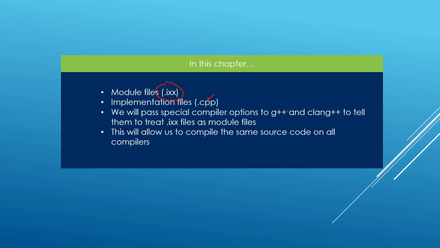We will make sure to instruct our compiler to treat .ixx files as C++ module files, and we will do that by passing special compiler options to GCC and Clang. This will allow us to compile the same source code across all compilers that we are interested in this course, and those happen to be Visual C++, Clang, and GCC.